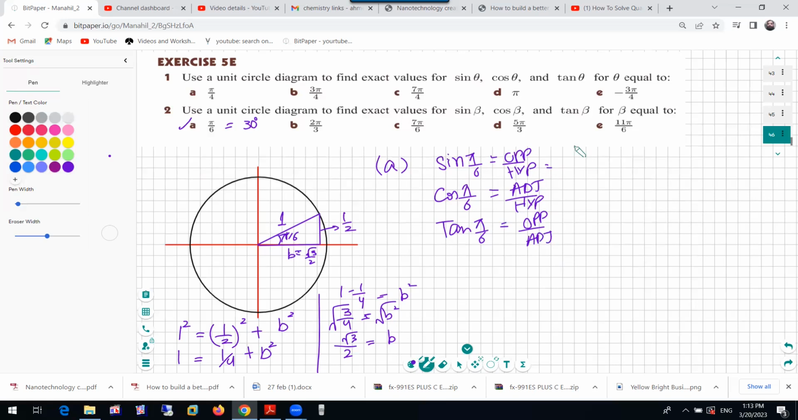So what is opposite over hypotenuse? Opposite is half and the hypotenuse is 1. So answer is half, right? Adjacent over hypotenuse is square root 3 over 2 over 1. Again, so square root 3 over 2 is the cos pi by 6. What about tan? Opposite side is half, and adjacent side square root 3 over 2, right? So the 2 cancel, we're left with 1 over square root 3. Got it? Yeah.